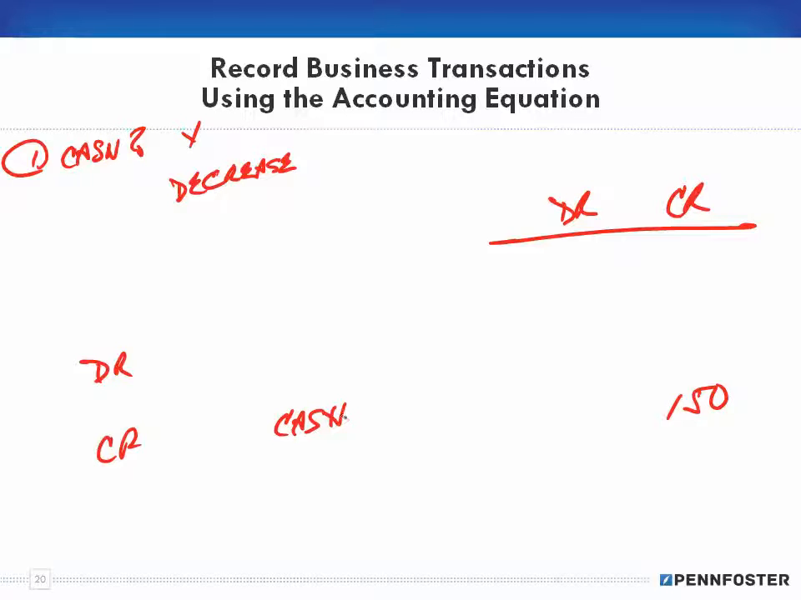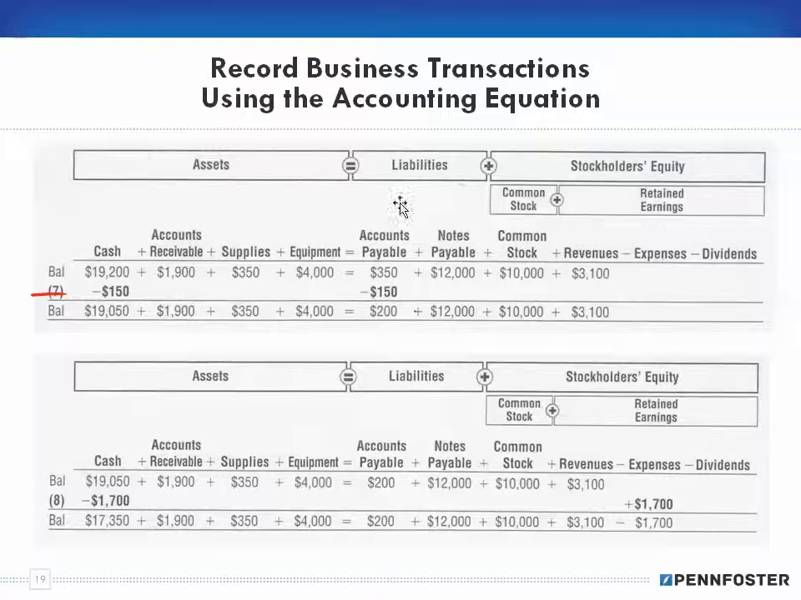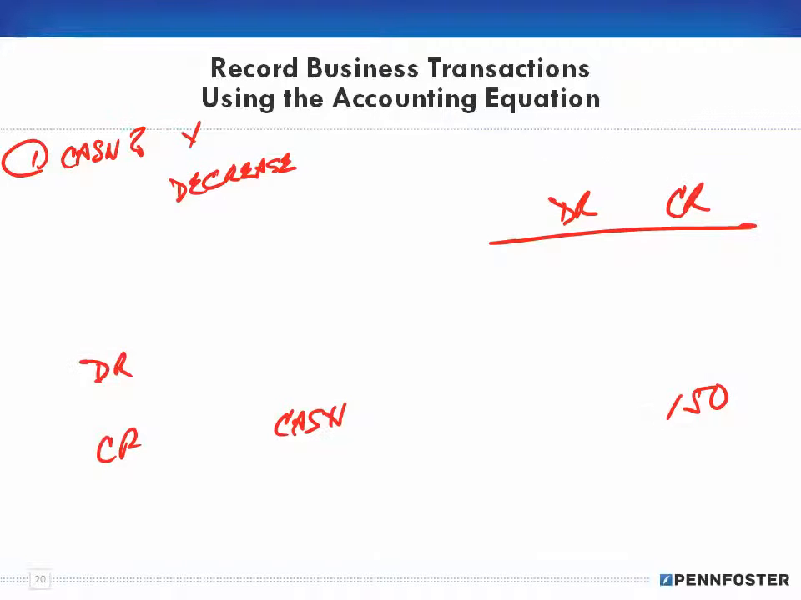If I have a credit to cash for 150, that means I have to debit something else. What am I doing? I'm paying my accounts payable. That means I have to debit accounts payable for $150. I back into that account and it makes my journal entry right. I actually don't even have to think about the normal balance of accounts payable. I just back into it and I know it's right.